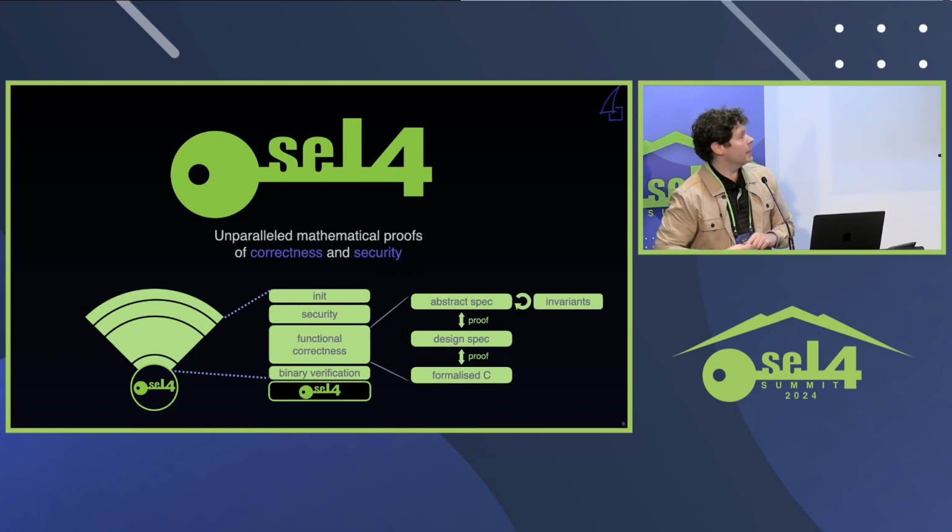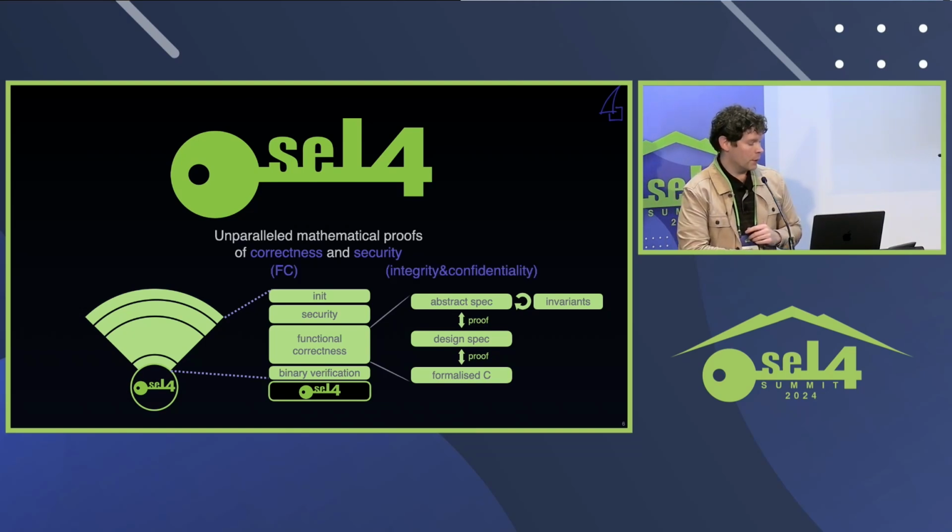And then the next layer up, building on top of functional correctness, we have the security proofs. The security proofs have the two standard security properties of integrity and confidentiality.